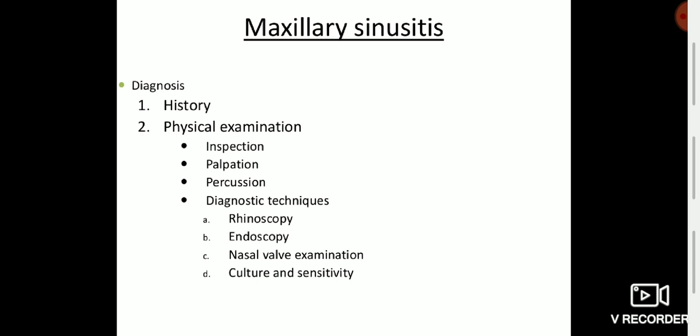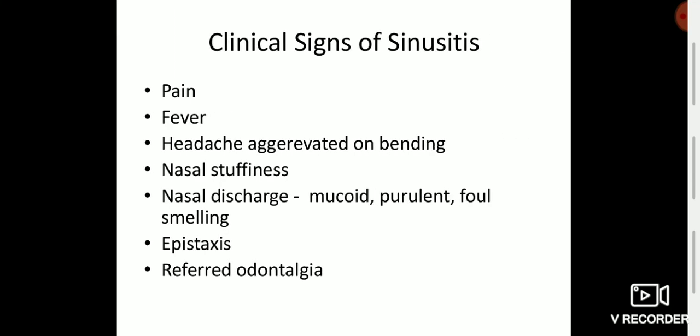Coming to the diagnosis of maxillary sinusitis. Under this you have history and physical examination. Under physical examination you have to inspect, palpate and percuss. Under diagnostic techniques you have rhinoscopy, endoscopy, nasal valve examination and culture sensitivity.